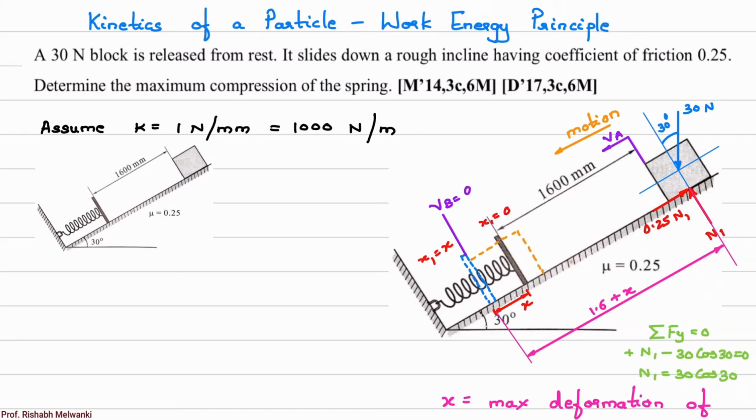Okay, now what is asked? Determine maximum compression of spring. Now try to think on this question. This block, when it travels in downward direction, it is under the action of how many forces? We have seen 4 forces. Okay, we have studied 4 forces. So what are the forces which we have studied?